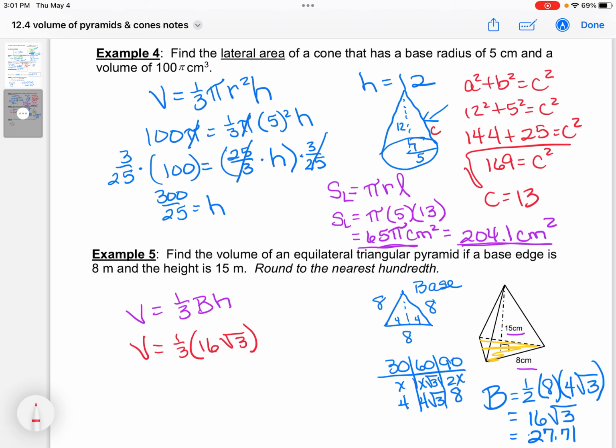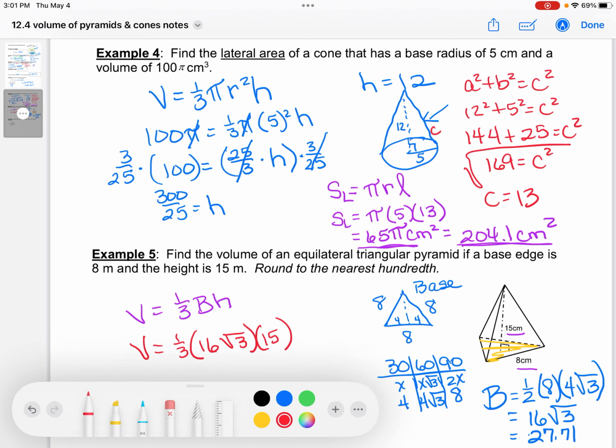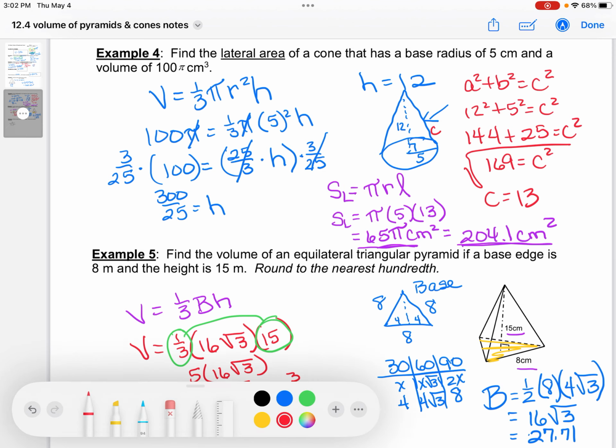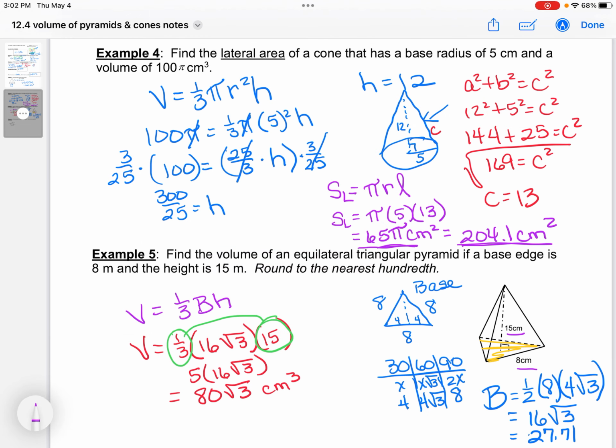Okay, so my volume is 1/3 times 16 square root 3 times 15. And I'm going to do that thing that you hate. My class hates it anyway. I'm going to take 1/3 of 15, which is 5. So I really have 5 times 16 square root 3, which is equal to 80 square root 3. Okay, so that's one answer you could have.